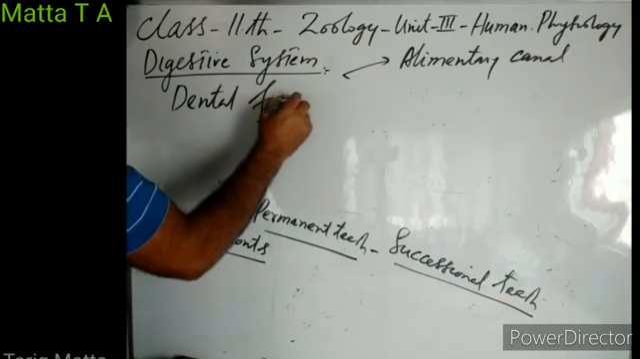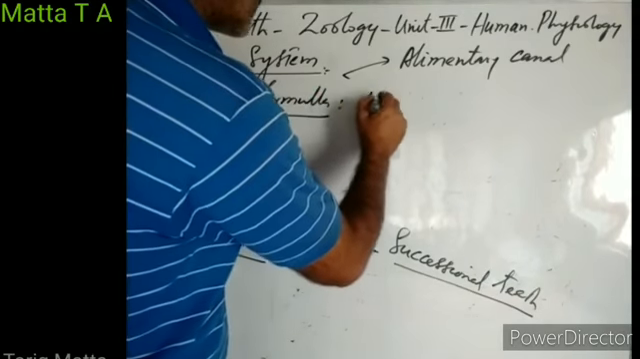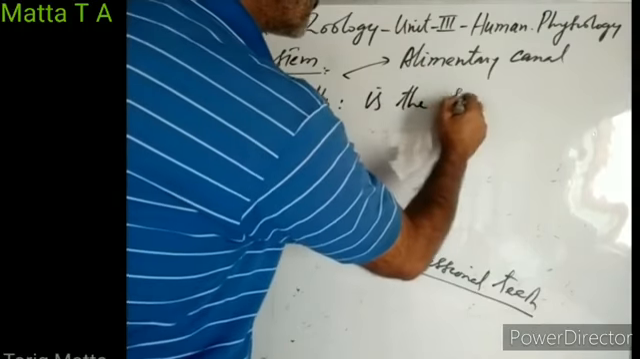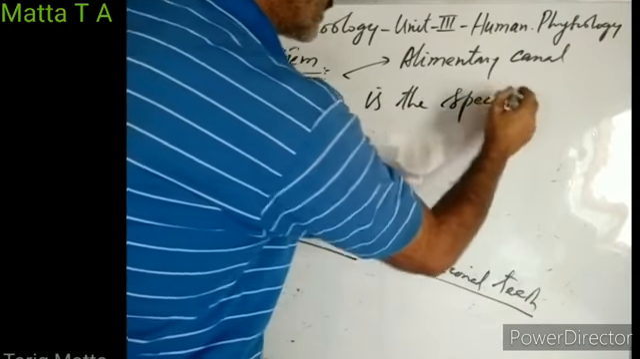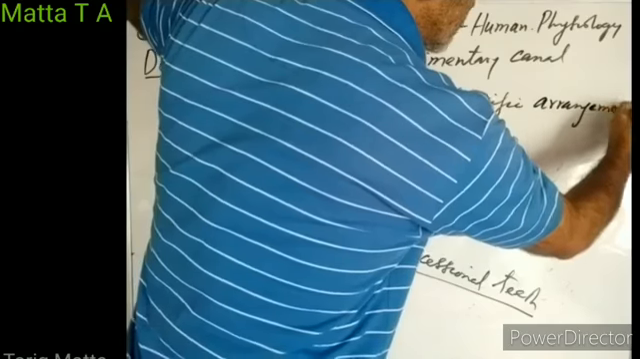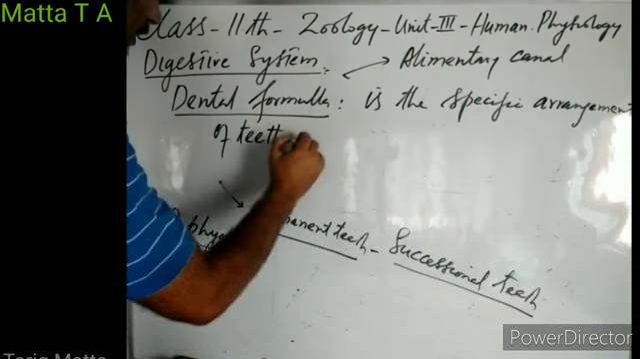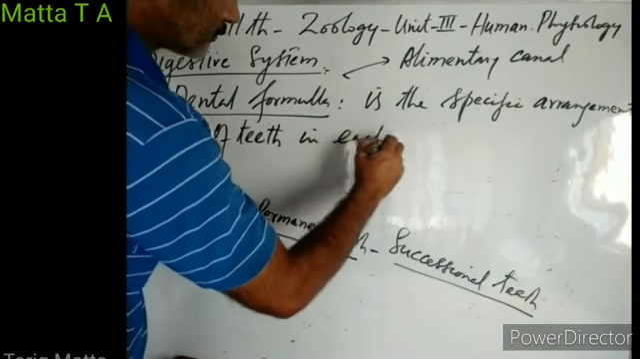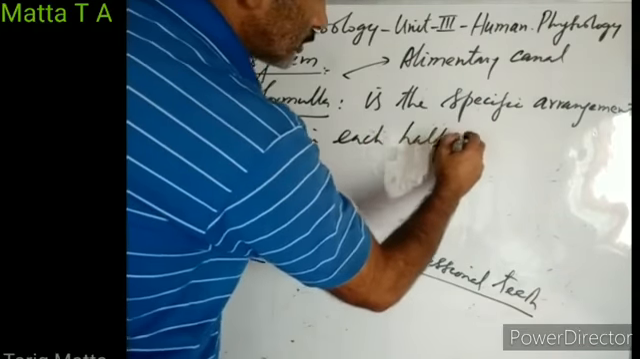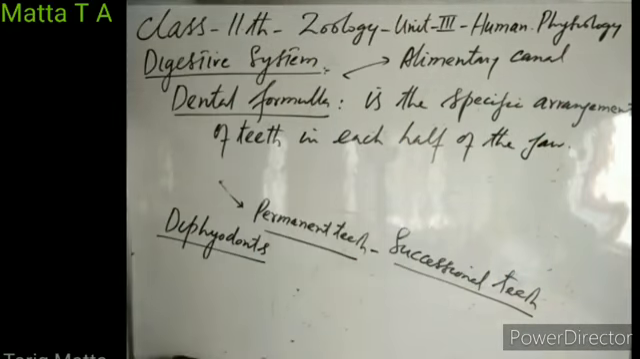We have got a dental formula for our teeth. So what is this dental formula? It is the specific arrangement of teeth in each half of the jaw. So we say dental formula is the specific arrangement of teeth in each half of the jaw.